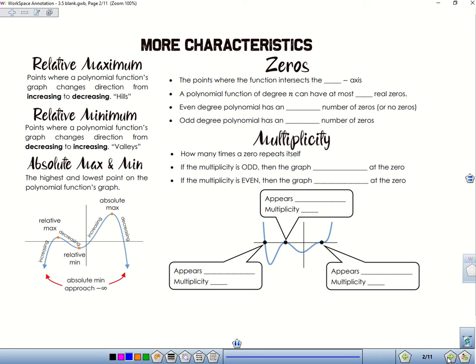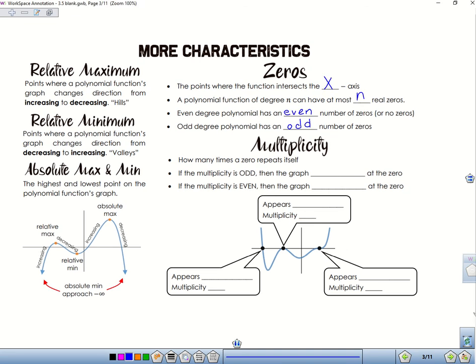So now we're going to talk about the zeros. The zeros of a polynomial function are the points where the function intersects the x-axis. We have different terminology for crossing the x-axis: we call them x-intercepts, zeros, roots, solutions. Those are the different terms we use to describe these things.